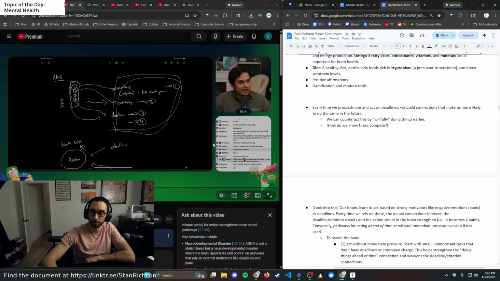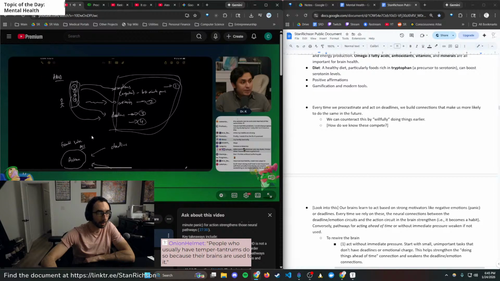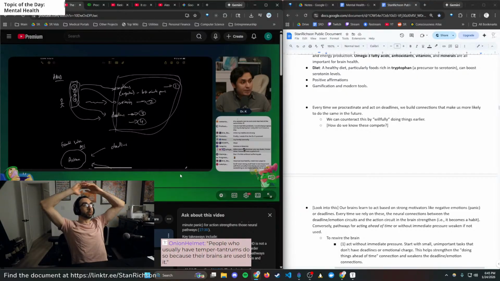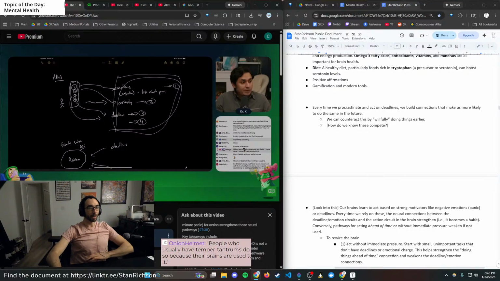I think so. Like, we don't need this anymore, let's decrease it. So what I see in my patient... In many parts of the brain, that's the way it works. I forget the concept, but in many parts of the brain, strengthening certain connections involves inhibiting the connections around it. But yeah, I would have to see that. Okay, people who usually have temper tantrums do so because their brains are used to it. Yeah, I think that's it.